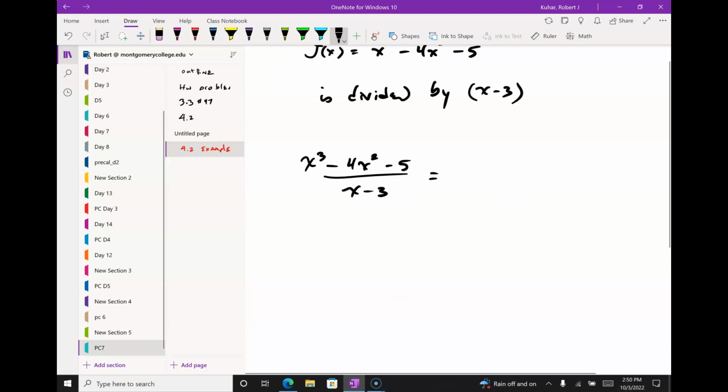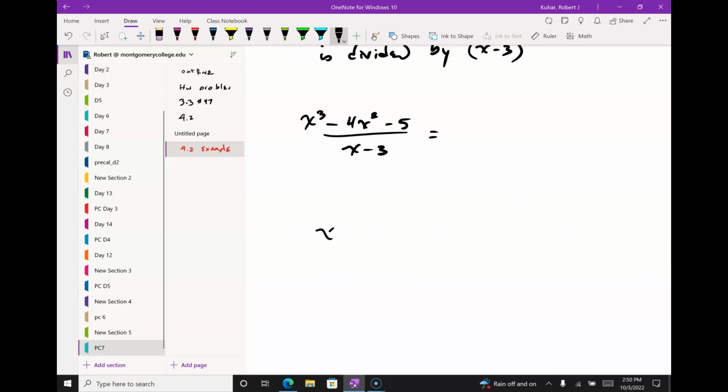Nice. So I got to set up my long division again. I'm going to go x minus 3 into x cubed. Do I have an x squared term? Yes. Minus 4x squared. Do I have an x term? No. 0x. Do I have a constant? Yes. Minus 5.